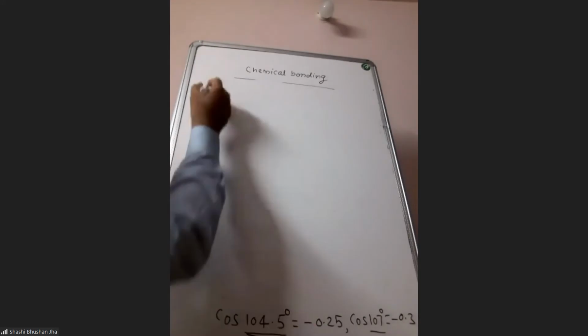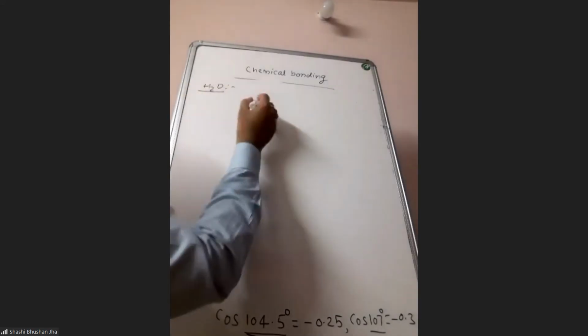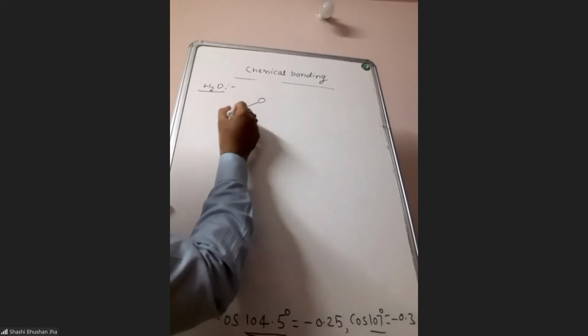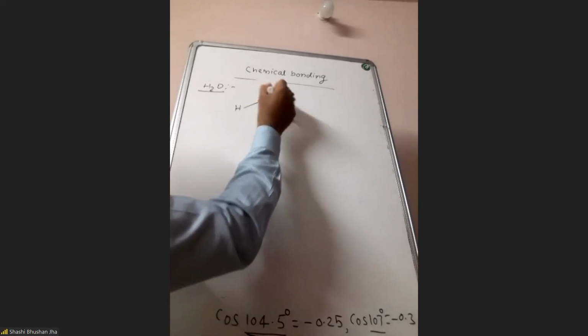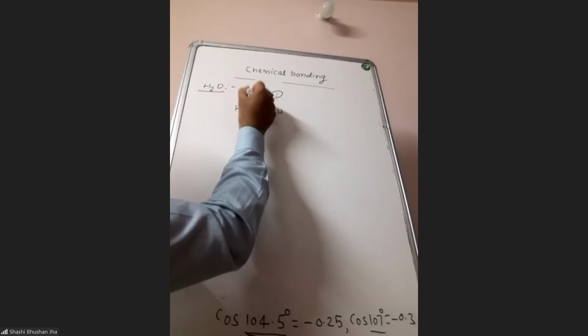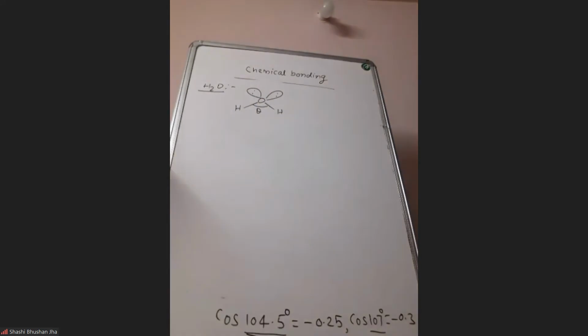So first we will do for water. Now water has two bond pairs and there are two lone pairs. And this is the bond angle which is known to us, it is 104.5 degree.